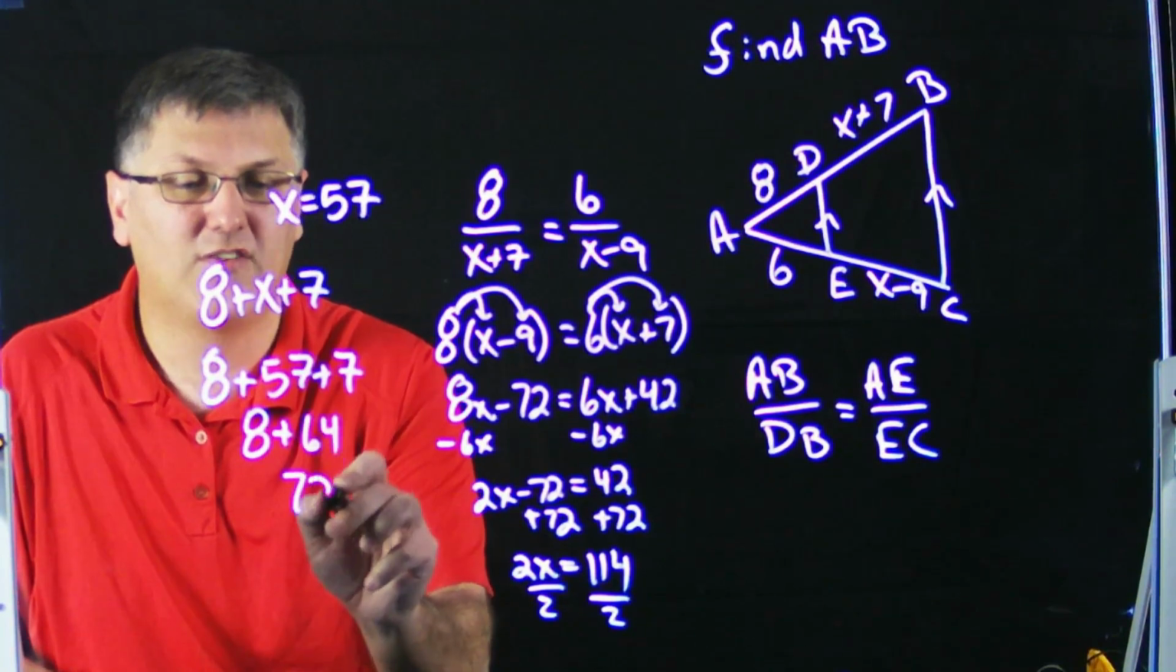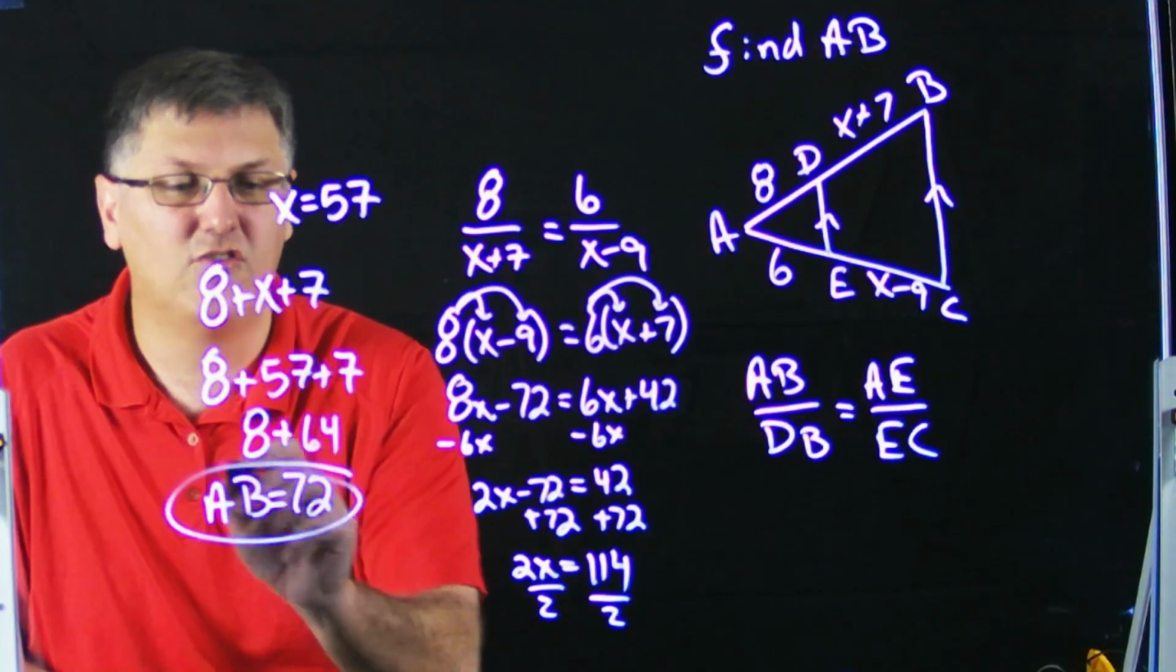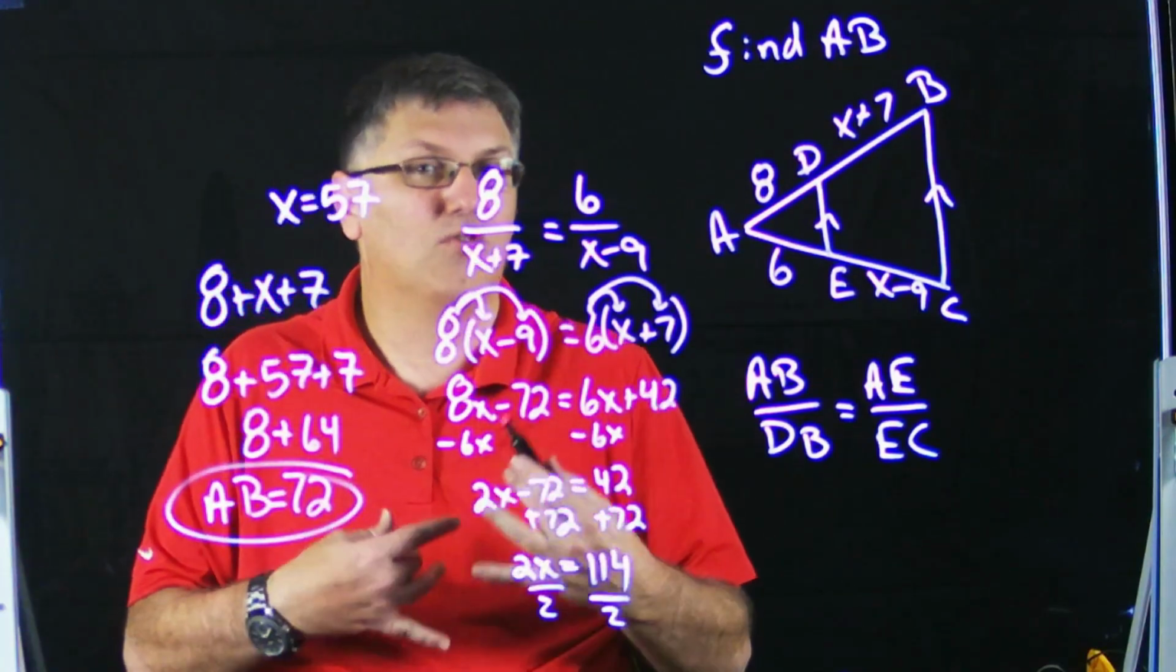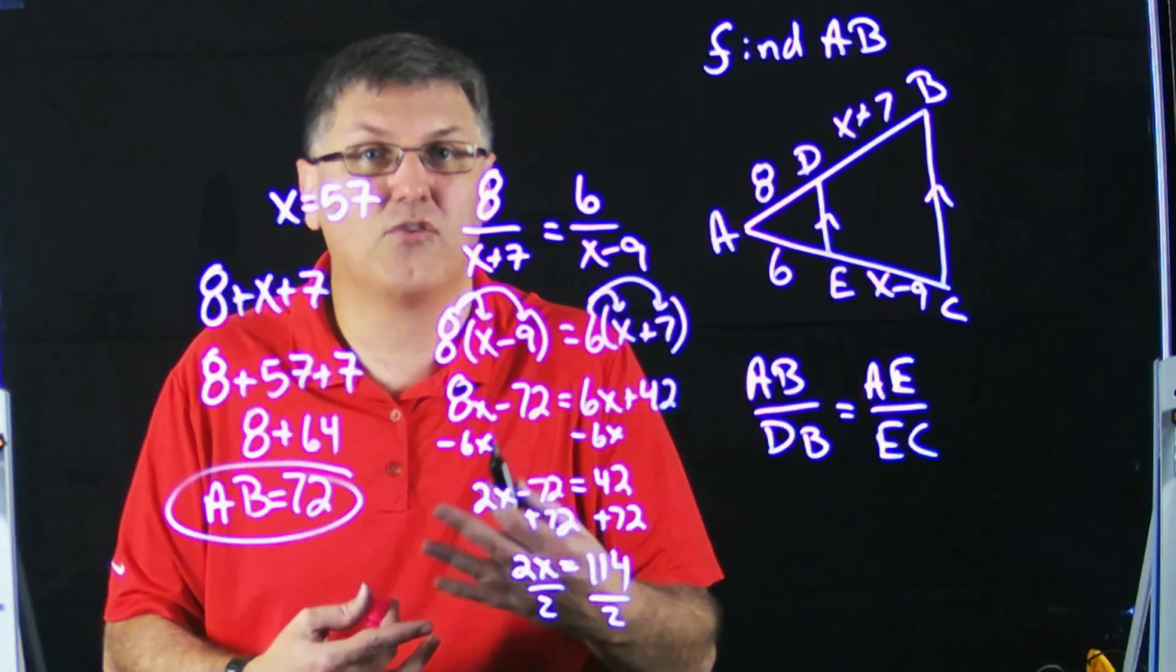64, which now makes 72. So AB equals 72, and this is your actual answer. Don't forget that you actually need to answer the question. Just finding x is only half the battle.